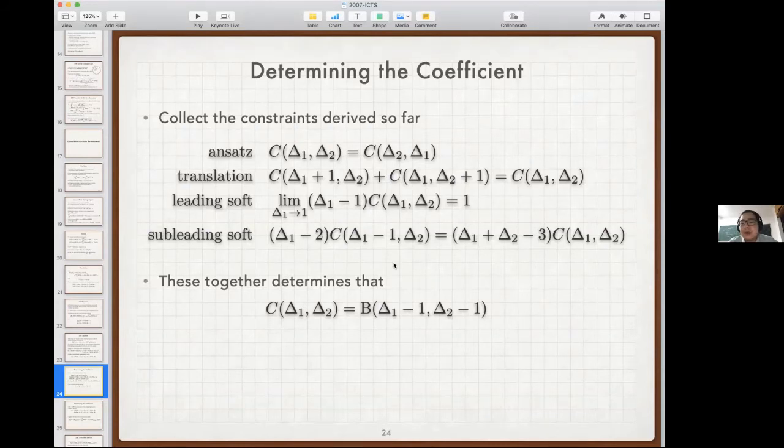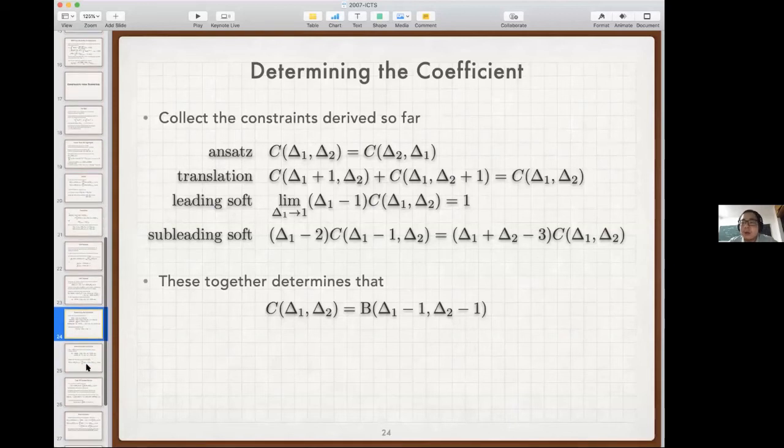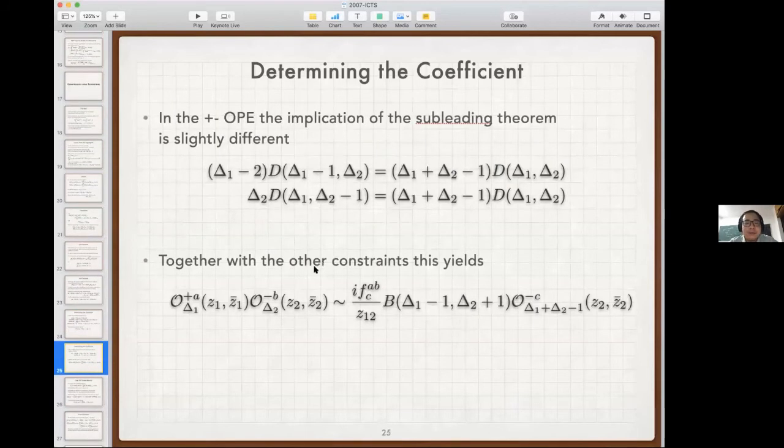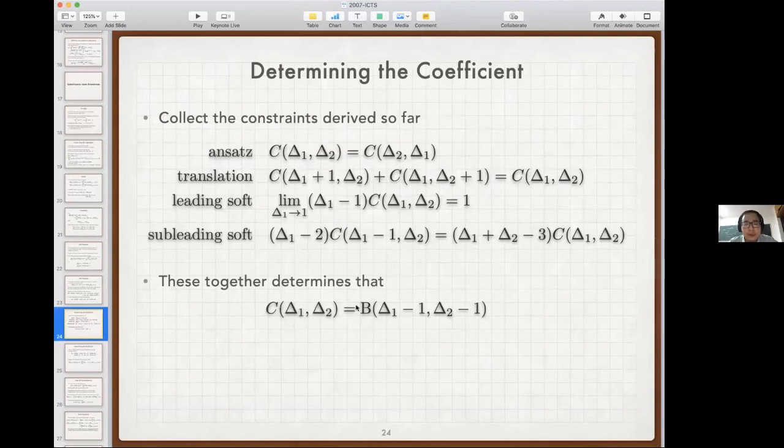So this is a very interesting story that we did, just imposing the various constraints that we expect the system enjoys. And we already observed that they can directly give us the correct answer for the OPE coefficients among the gluon operators. So this is the conclusion for the OPE among the positive gluon operators.